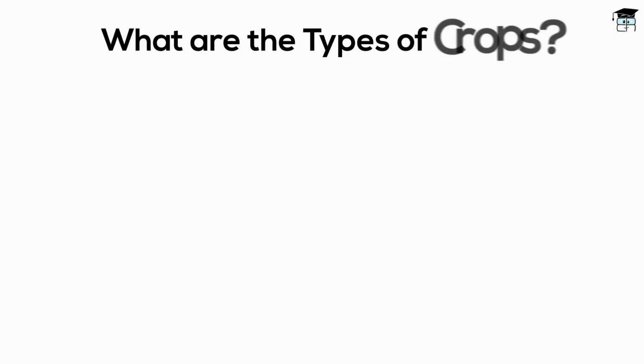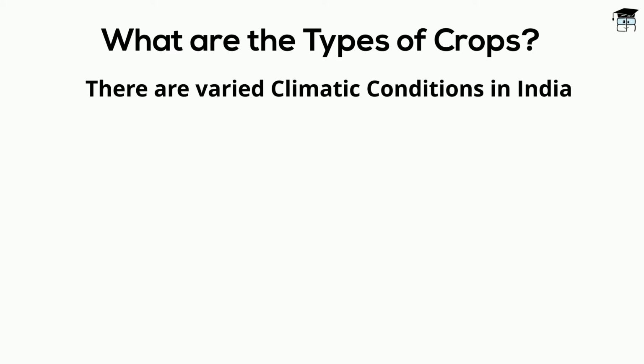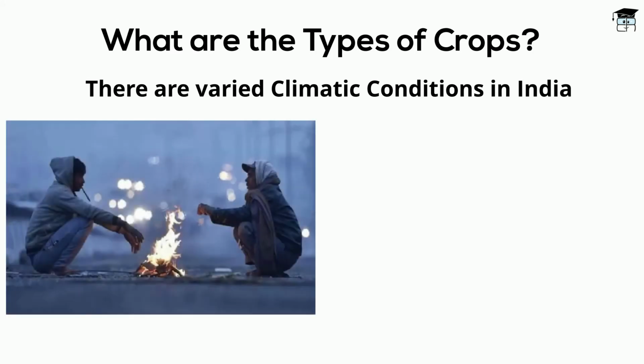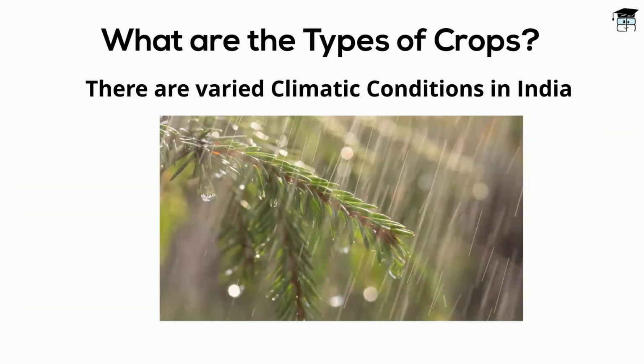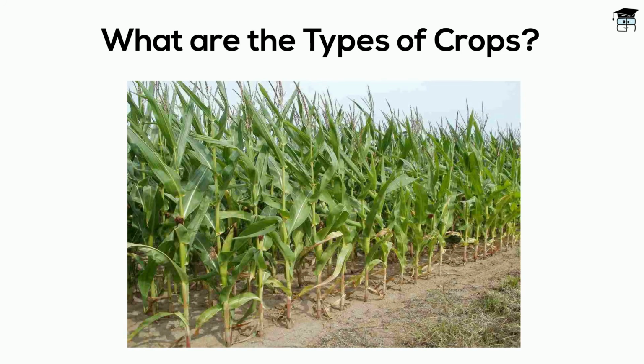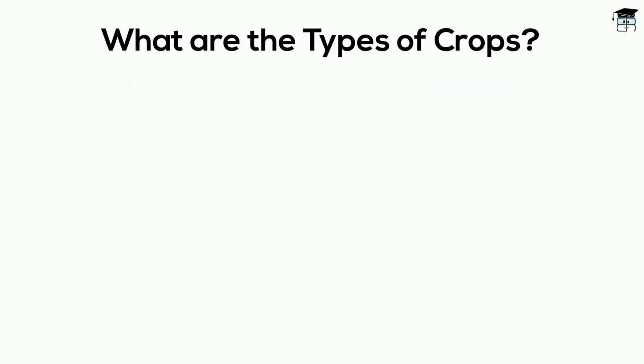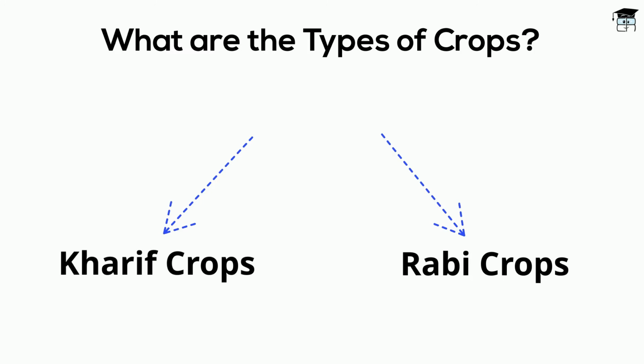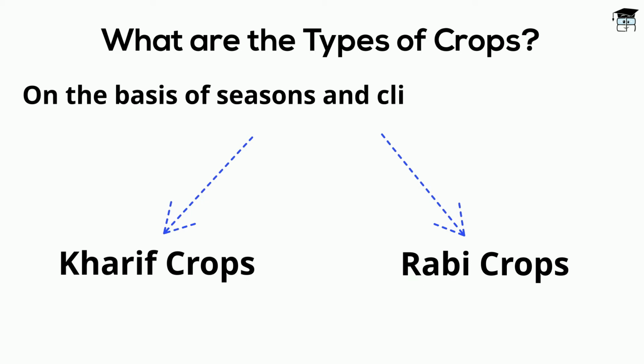What are the different types of crops? There are varied climatic conditions in India. Temperature, humidity, and rainfall differ from region to region. And a vast variety of crops are grown in every area. Crops in India are categorized into two categories, Kharif crops and Rabi crops. They are categorized on the basis of seasons and the climatic conditions they are sown in.